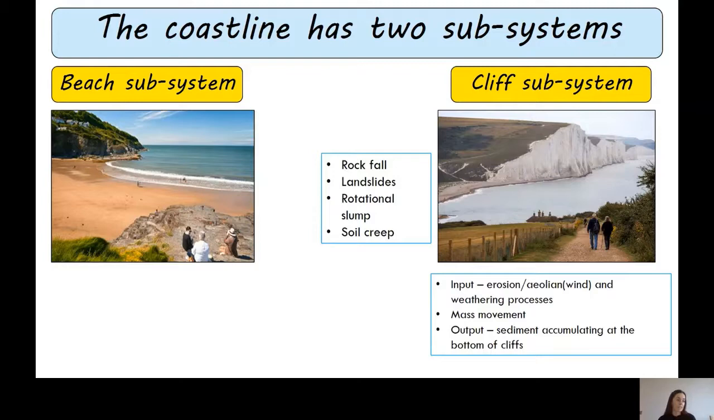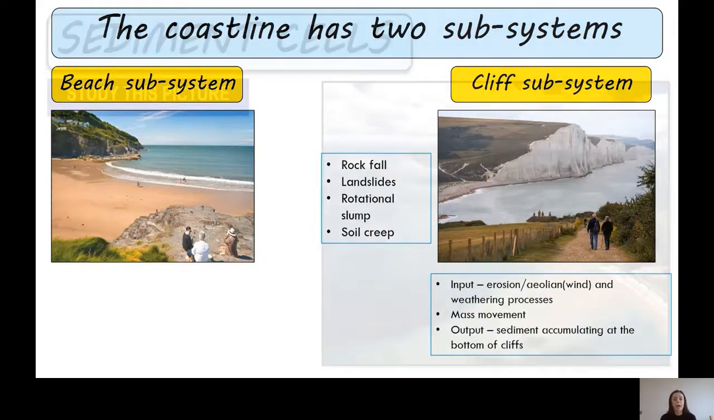The beach subsystem has an input of sediment from Longshore Drift. The cliff and offshore are also inputs of sediment. If cliff is eroded, well, that is sediment input into the beach subsystem. It is transferred in the subsystem by Longshore Drift, and then the output is the beach as a landform.